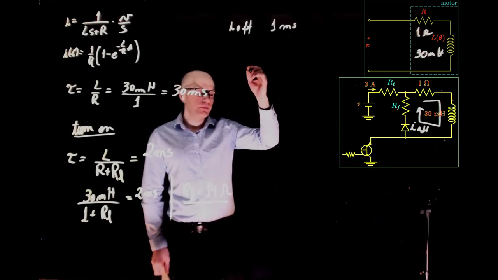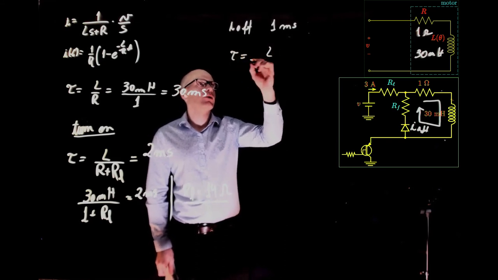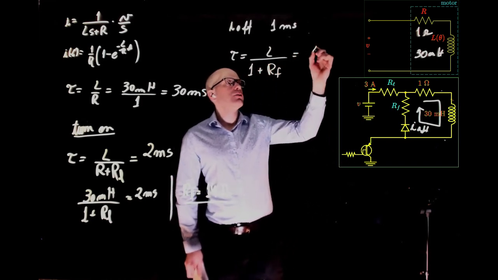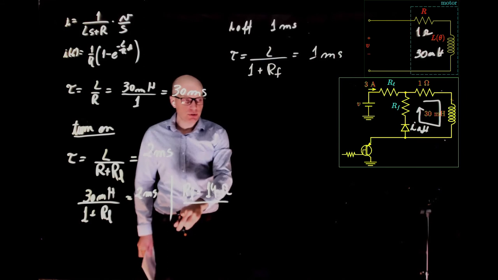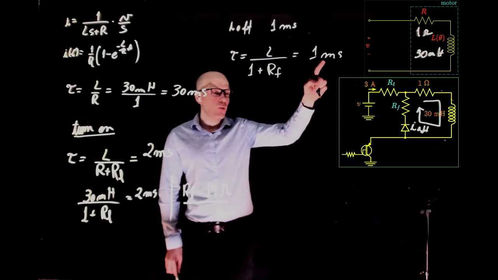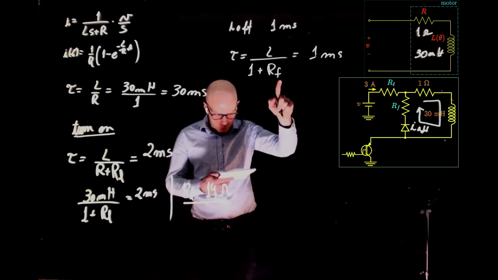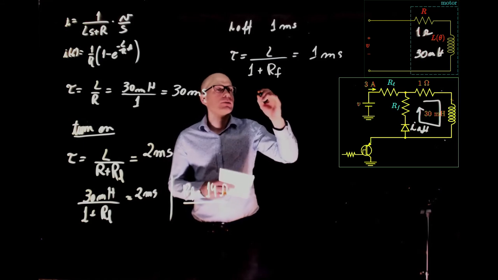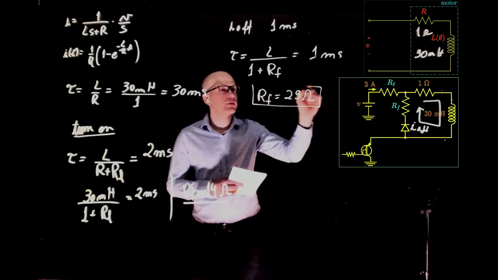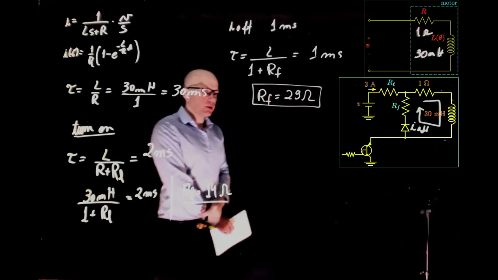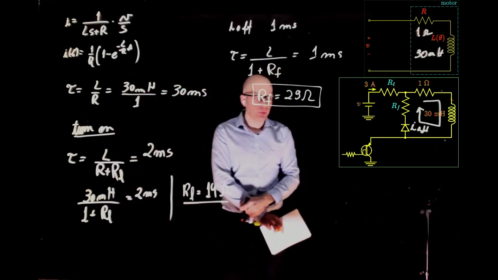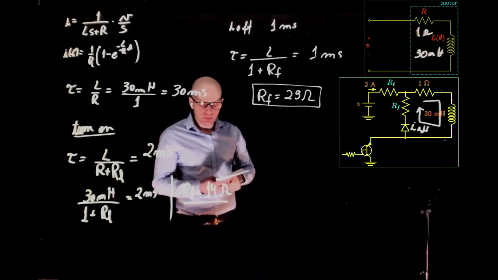This resistor will be calculated by tau equals L over 1 plus RF. And you want this to be 1 millisecond. So following the same procedure we had here, 30 milli divided by 1 plus R equals 1 milli, we can calculate RF, and RF should be 29 ohms. If we add the resistor of 29 ohms there, then the rotor turns off in 1 millisecond. That's the time constant for the rotor. Okay, and that's why the diode is there.